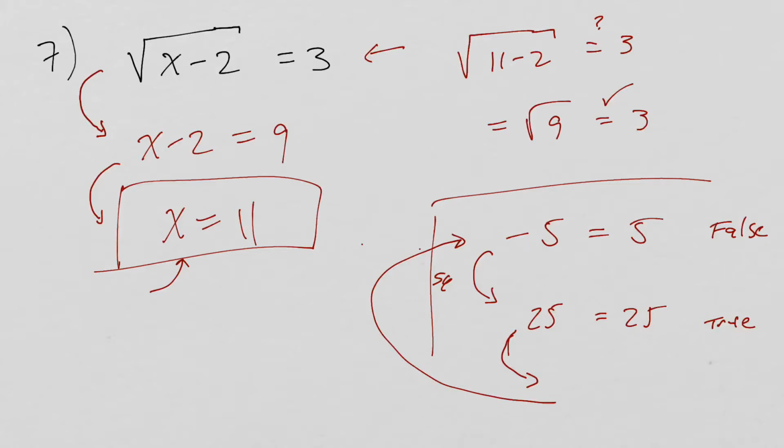I'm going to try to spell that word. Extraneous. Those are solutions that work from this point after the squaring, but don't work in the original, and they have to be thrown out.